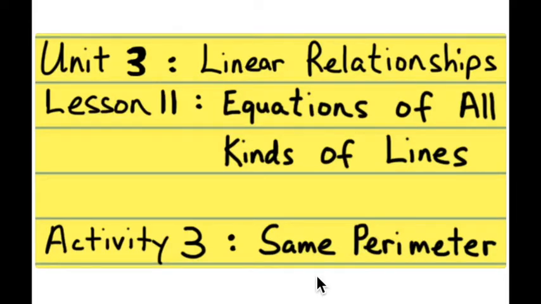This is activity 3, same perimeter. In the last activity, we looked at all the same, meaning that all the y coordinates were the same along a line, or all the x coordinates were the same along a line. In this case, we're going to look at a bunch of different rectangles that all have the same perimeter. What does the equation for a line look like that describes those rectangles?